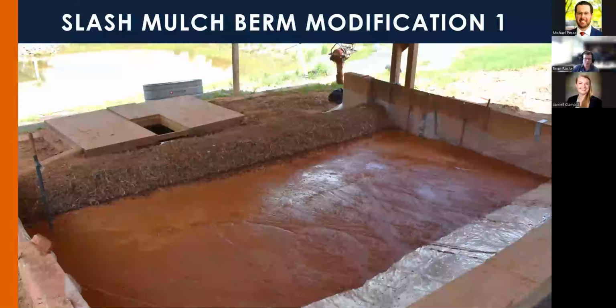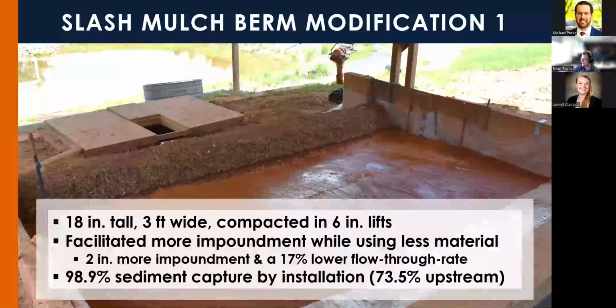So here's what that looked like in action. You can see that high water mark is a little bit higher compared to the first one. We saw 2 inches more maximum impoundment and a 17% lower flow through rate than the standard installation. It increased sediment capture only a little bit, to just under 99%, but more of that, 73.5%, was upstream, with about 25% happening within the berm.